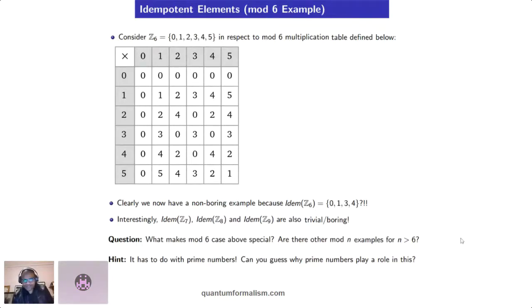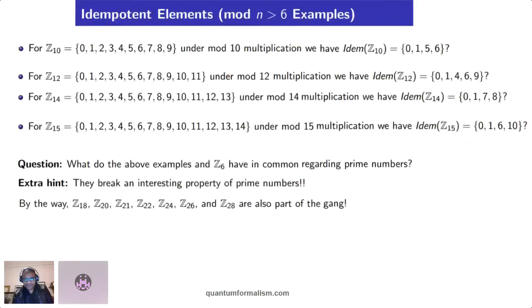Okay. So let's see another example. These guys. So Z10. I claim, after I share the link for you guys to generate the table, hopefully you will agree with me that Z10 has the idempotent elements 0, 1, 5, 6. Z12 has the idempotent elements 0, 1, 4, 6, 9. Z14 has this. Z15 has 0, 1, 6, 10.